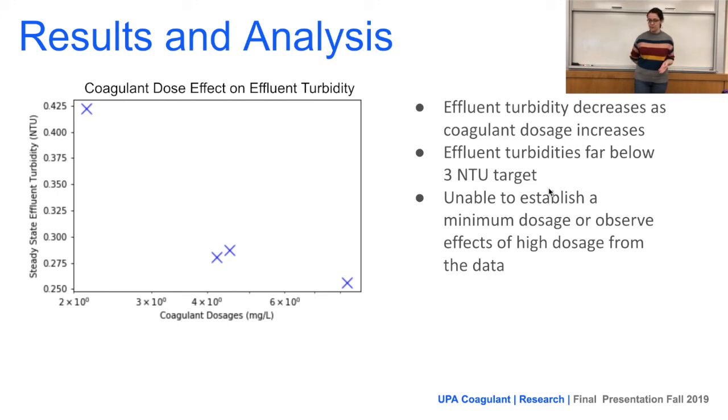However, you'll notice that the effluent turbidities are far below our 3 NTU target, and we're not totally sure why. We were unable to establish a minimum dosage or observe the effects of high dosage from the data because the coagulant dosages that we measured the turbidities at were not low or high enough to determine this.